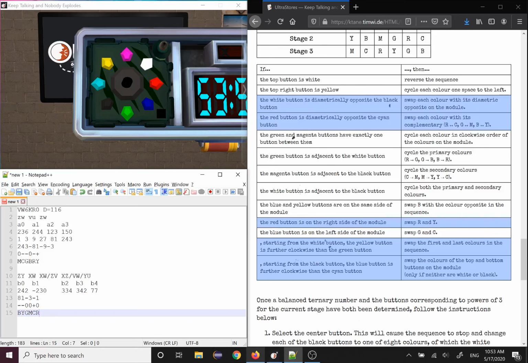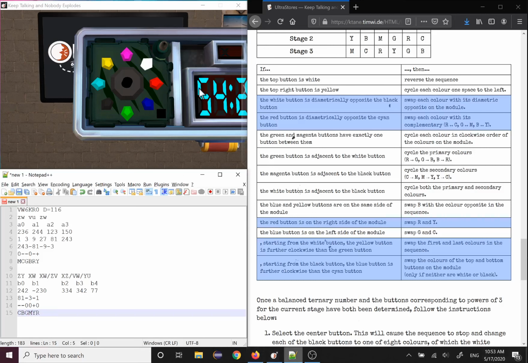Okay, red button's opposite side. RC, GMBY, RC, C, RC, GM, B, Y, swap R and Y. Swap first and last colors in the sequence. To swap the colors of the top and bottom module buttons, which is magenta and green.